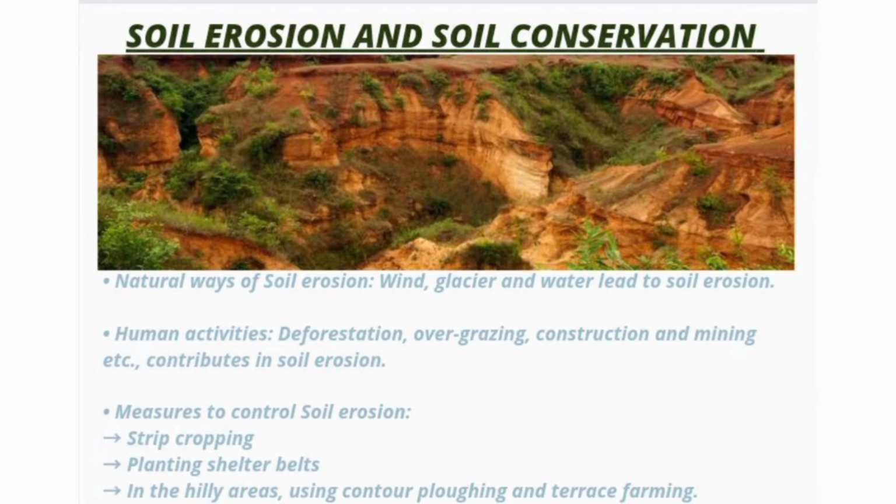Soil erosion and soil conservation. Natural agents such as wind, glaciers and water lead to soil erosion. Human activities such as deforestation, overgrazing, construction and mining etc. contribute to soil erosion. Measures to control soil erosion are strip cropping, planting shelter belts in the hilly areas, contour ploughing and terrace farming.